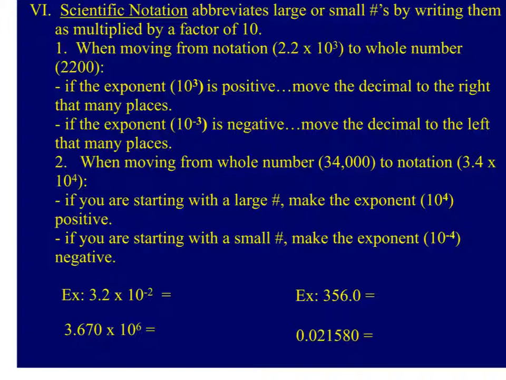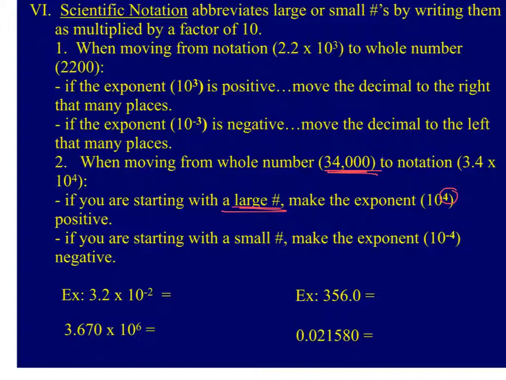Then on number two, this is what students tend to struggle with more, is going from a whole number to scientific notation. They forget whether to make the exponent positive or negative. And so here's how I like to have students remember it. If you are starting with a large number, something like the number 34,000 would be a large number, it should have a positive exponent. So you can see the correlation there.